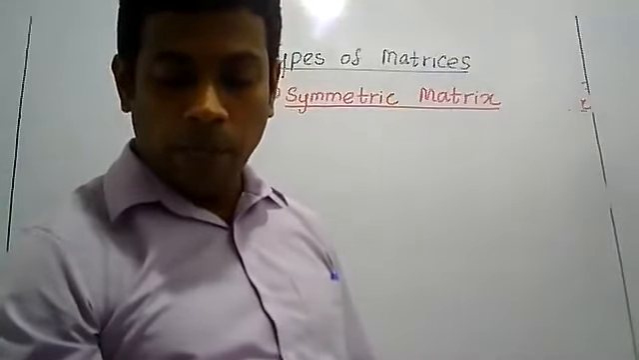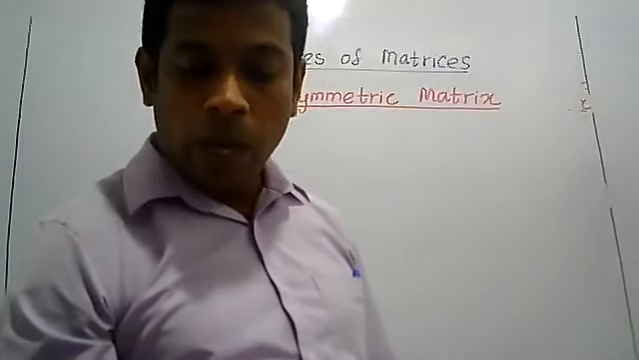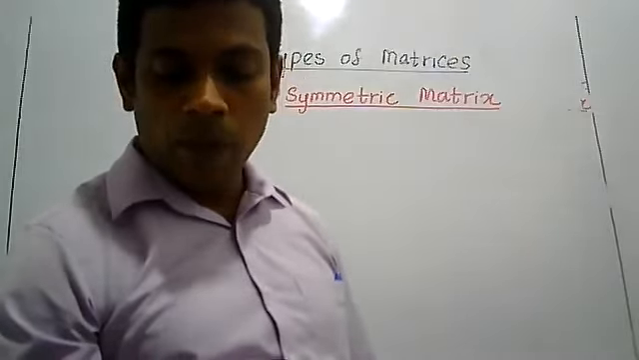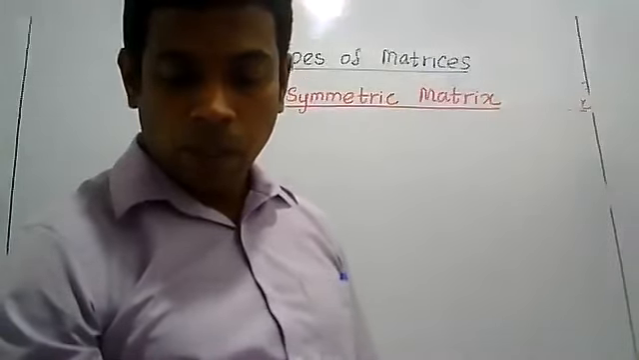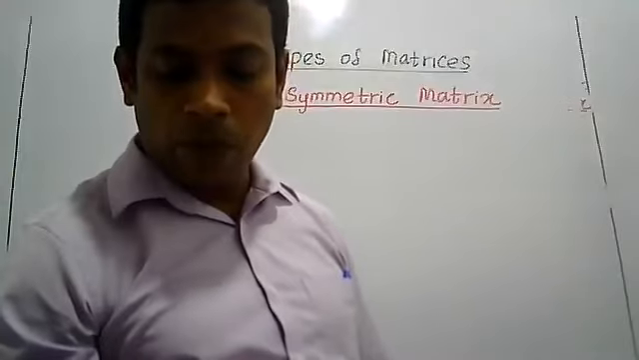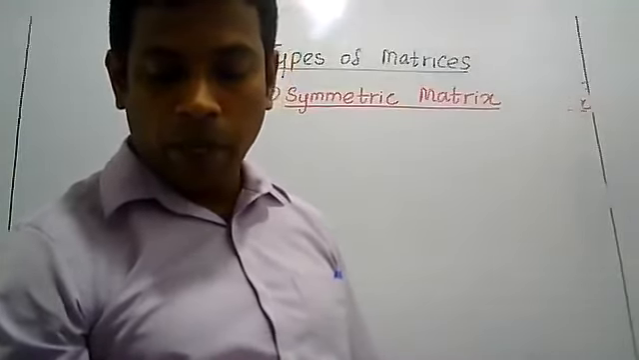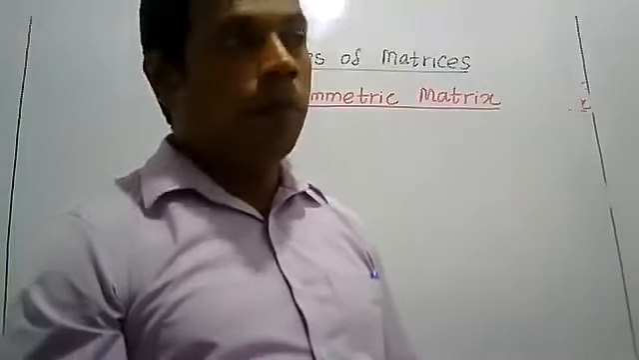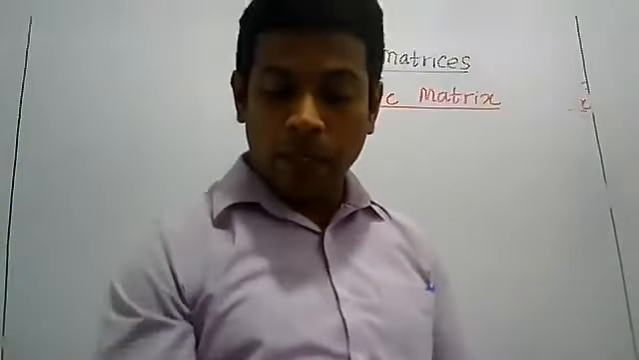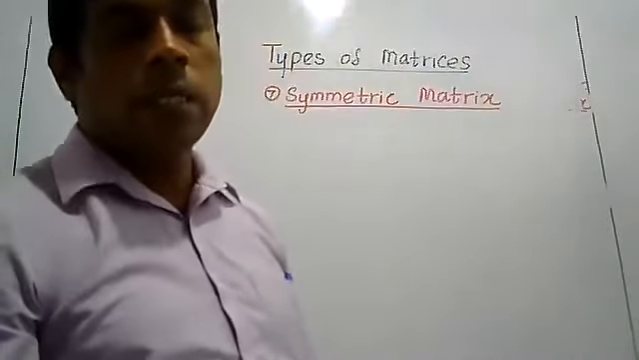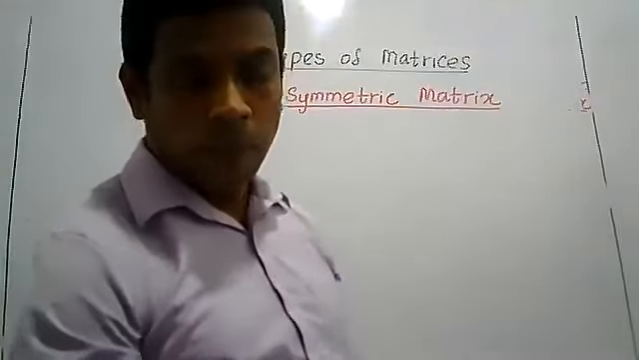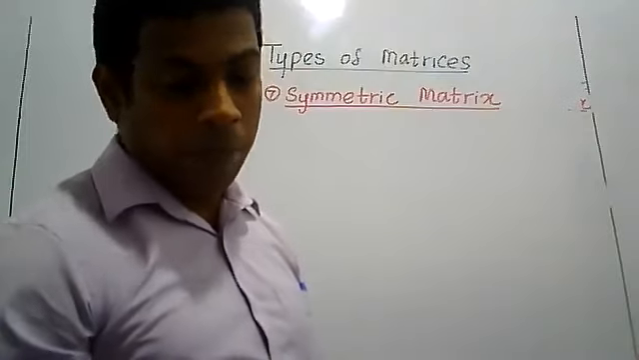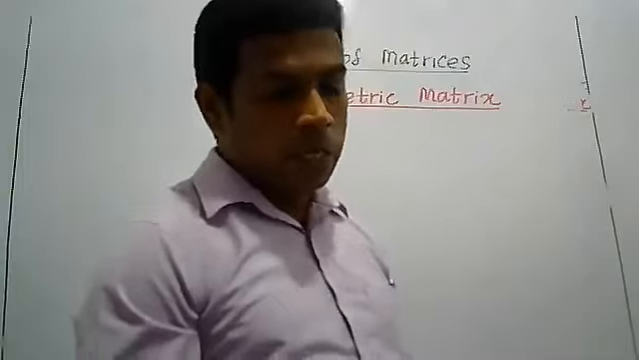The elements around the main diagonal which are equal to each other are placed symmetrically about the main diagonal is defined as a symmetric matrix.